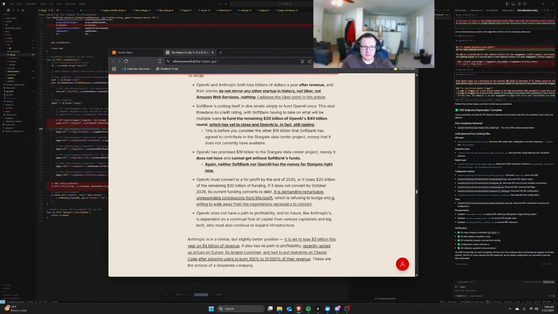OpenAI does not have a path to profitability, like Anthropic, and Anthropic is dependent on a continual flow of capital from VCs and big tech. Yeah, right now that's the case. Maybe at some point they come up with a better model. I don't know. These are good points, right?